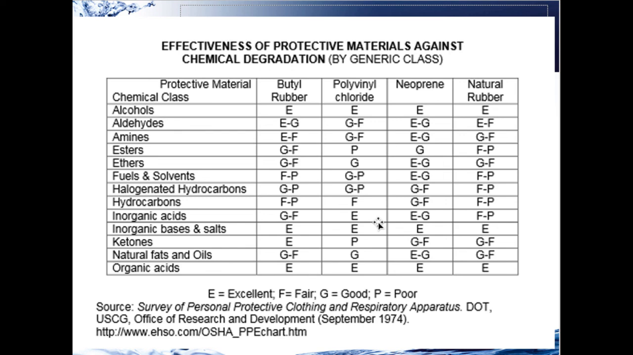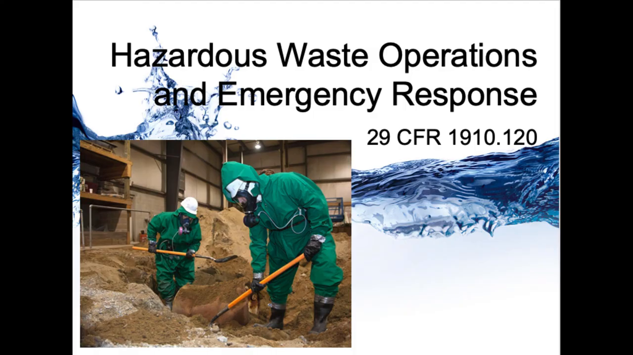So this is part 2 to hazardous waste workers and emergency response personnel. And it is an overview of the different levels of personal protective equipment. And this is found in 29 CFR 1910.120.